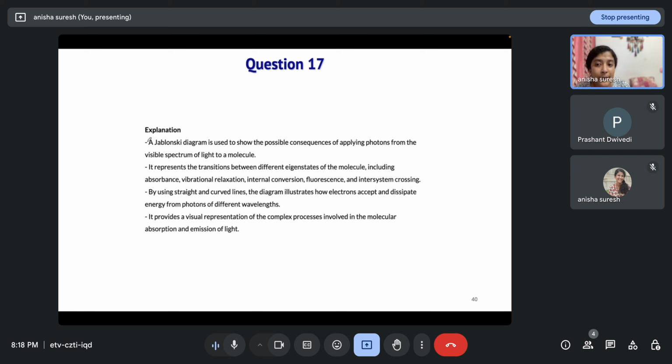So this is the point that we have to keep in mind: the possible consequences of applying photons from the visible spectrum of light to the molecule. That is what the Jablonski diagram is illustrating. Okay.